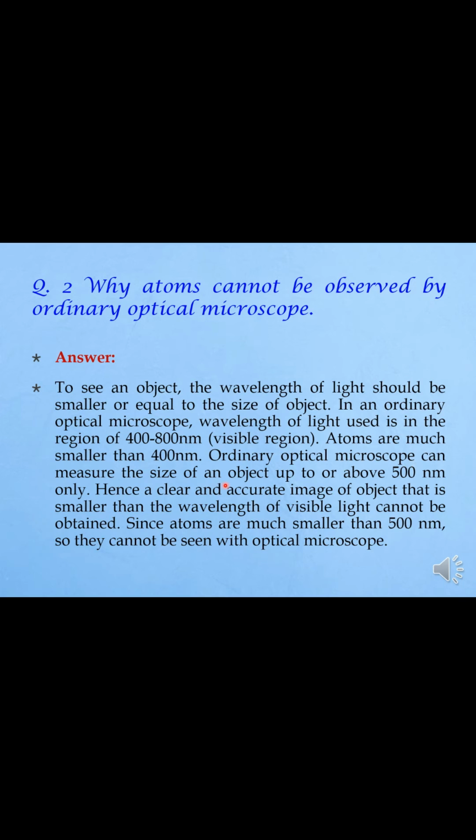Ordinary optical microscope can measure the size of an object up to or above 500 nanometer only. Hence, a clear and accurate image of object that is smaller than the wavelength of visible light cannot be obtained. Since atoms are much smaller than 500 nanometer, so they cannot be seen with optical microscope.